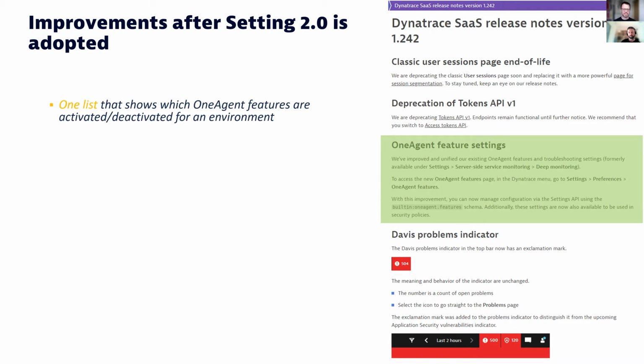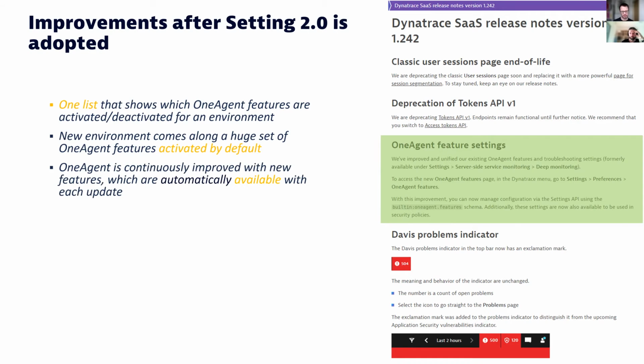The great improvement that we have now is we have one list. It can be long, with all the features that are built into the OneAgent, and they can be easily configured and activated for the environment. Typically, when new environments are created, this would mean a new customer is signing up and creating a new monitoring environment. A big bunch of OneAgent features are activated out of the box already, to give the deepest monitoring that is available here.